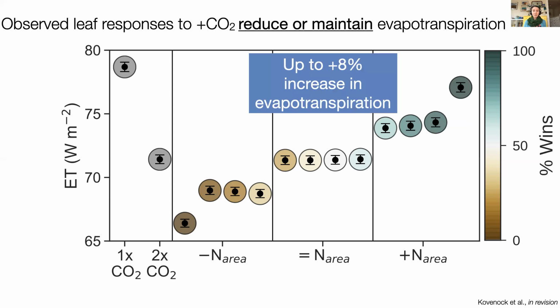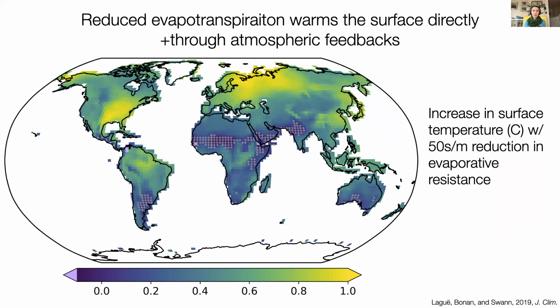If we look at that hypothetical leaf response space where plants might increase their nitrogen per area, there could be an increase in evapotranspiration because there was that large increase in carbon uptake and higher photosynthetic rates. And why does this matter? Well, a reduction in evapotranspiration can warm the surface directly and through atmospheric feedbacks. We found that in Marlies Kovenock's earlier work, as well as in this work by Marisa Legou, showing generally across the globe the impact on temperature of a reduction in evaporative flux, or an increase in evaporative resistance. And so less evapotranspiration would imply higher surface temperatures.